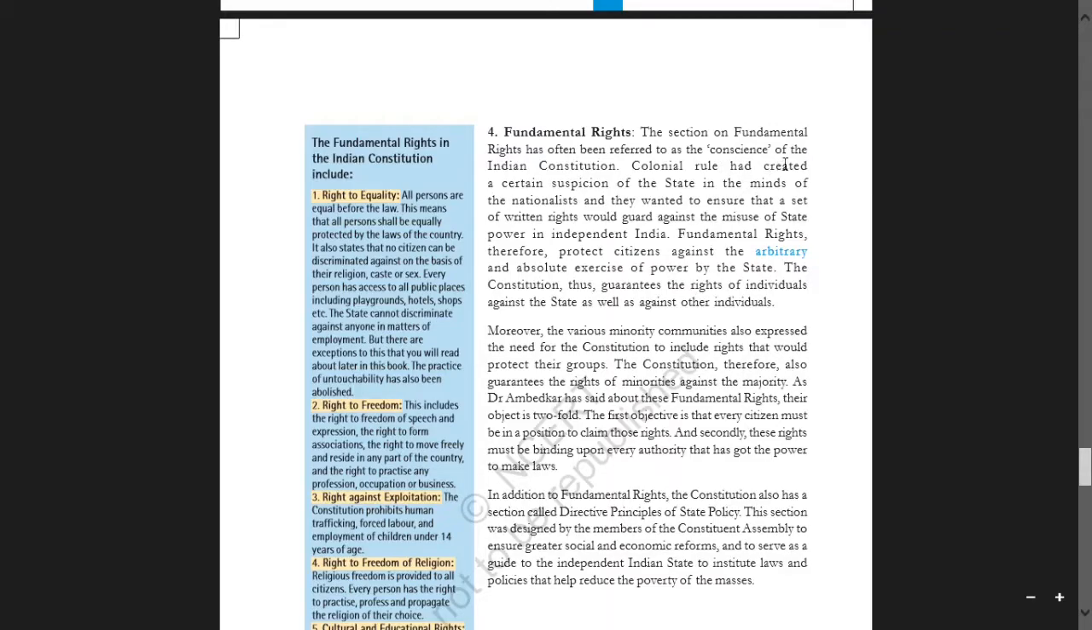Colonial rule had created a certain suspicion of the state in the minds of the nationalists, and they wanted to ensure that a set of written rights would guard against the misuse of state power in independent India. So, suspicion means a feeling or thought that something is possible, likely, or true.